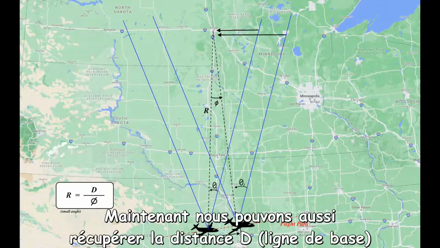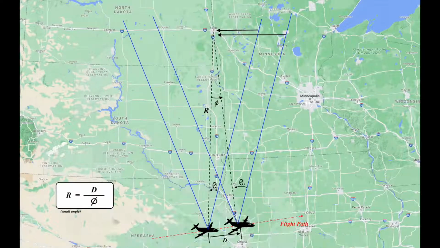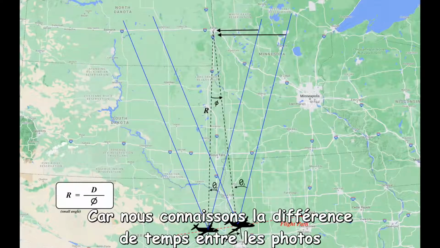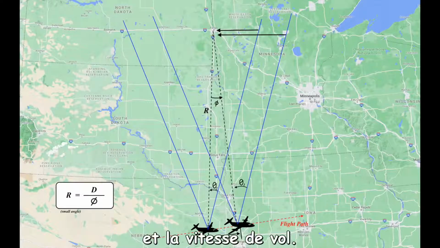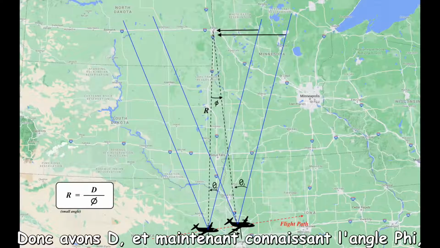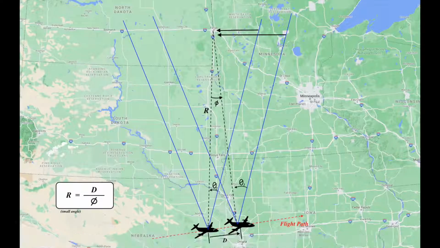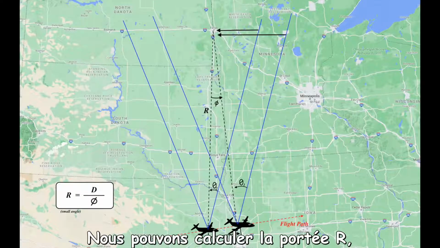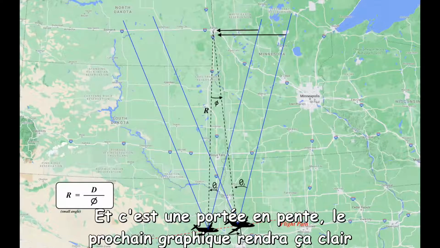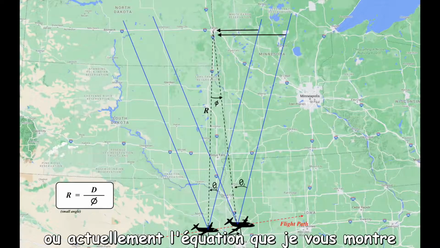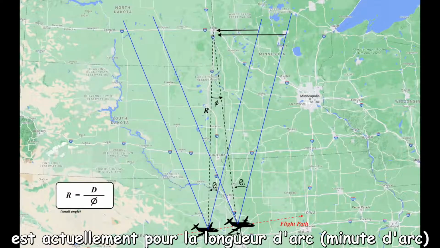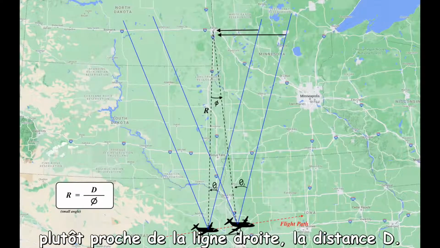Now we can also get the baseline distance d at the bottom, because we know the time difference between the photos and the flight velocity. So we get d, and then knowing the angle phi, which is really theta 1 minus theta 2, we can calculate the range r, and that's a slant range. The next graphic will make that clear. That's an approximation for small angles, where the equation I'm showing is actually for the arc length, but when the angle is small, the arc length is pretty close to the straight line distance d.